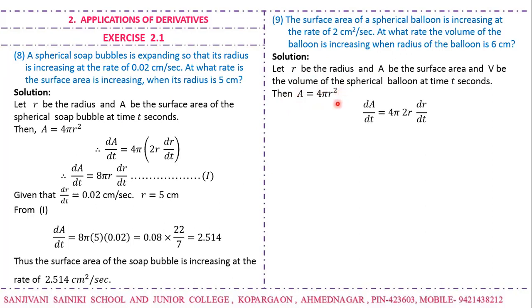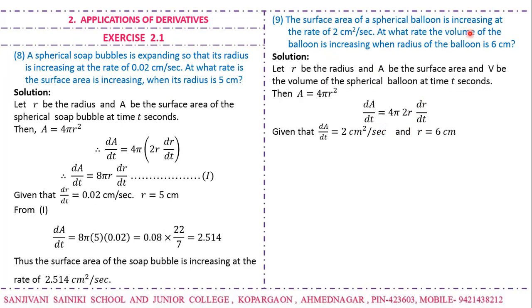Okay, so what is the surface area? 4 pi r square. Okay, differentiate with respect to t. dA by dt is equal to 4 pi into, we have to differentiate with respect to t, so firstly we differentiate with respect to r, then differentiate r with respect to t.